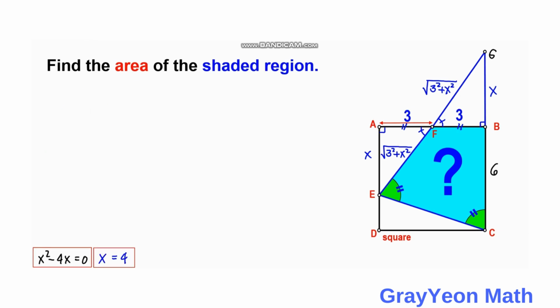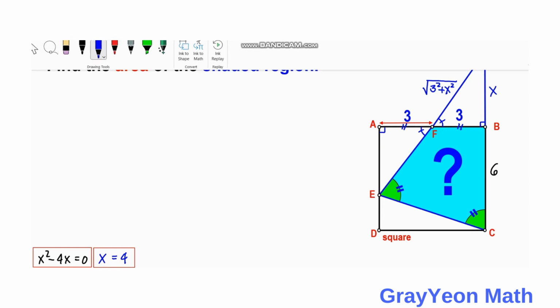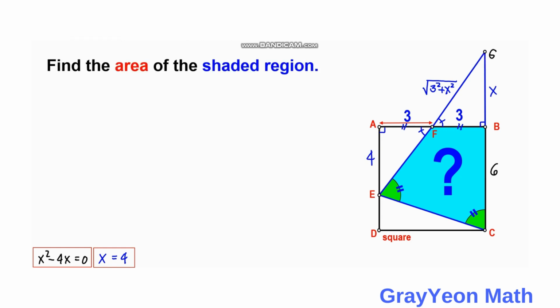Okay, so now that we have solved the value of x, x becomes 4. Since this is a square with a length of 6, this value should be 6 minus 4, equal to 2. So this length is 2. And this length ED is 2. And this length CD is 6 since this is a square.